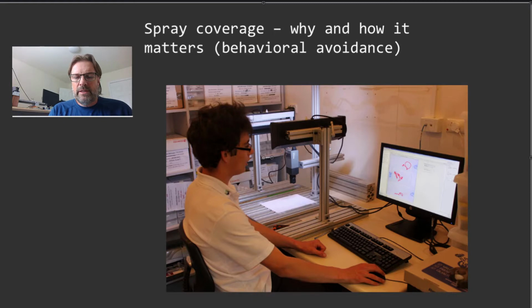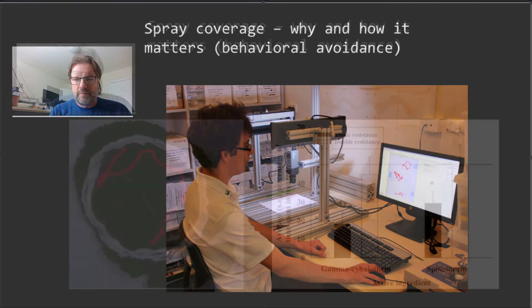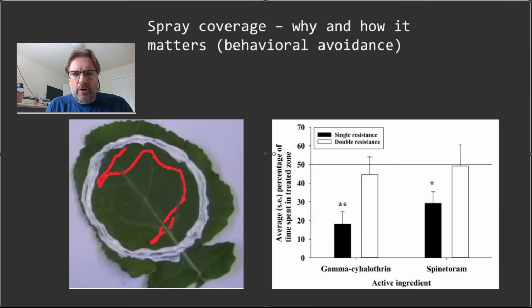What we also did in the same study was we used something called EthoVision, which is a behavioral video software program that can be used to measure and quantify movement of individuals. And we looked at diamondback moth larvae, how they also shied away from treated surfaces. The idea is that you follow a larva that you put in the middle of a leaf, and you can see the red track on the left there, how it was actually moving around.